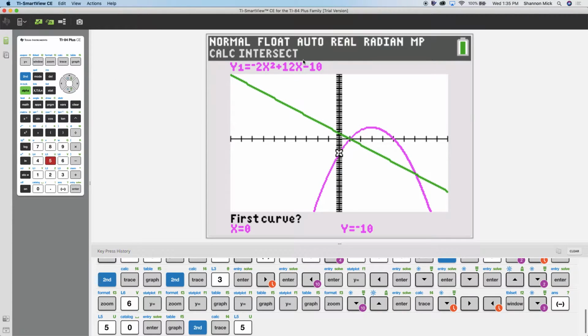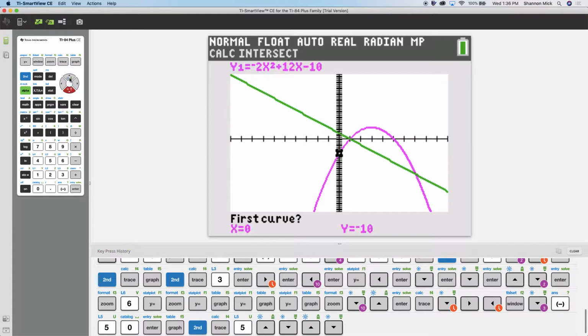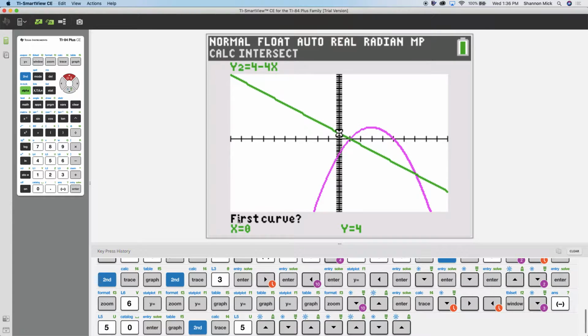Now at this point, don't start pushing buttons, look at the calculator. On your screen in the upper left-hand corner, you should see the equation you're on. If you're not on this one, don't worry. If I'm not on the right one, I can hit my up and down arrow and look what happens. What's it doing? It's switching. If I had 6 equations, I'd move between the 6 by hitting up and down. And in the bottom left-hand corner, it says first curve question mark. It doesn't matter which one you're on, hit enter.